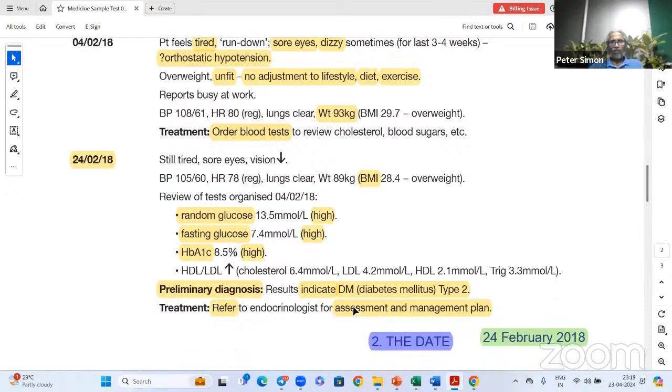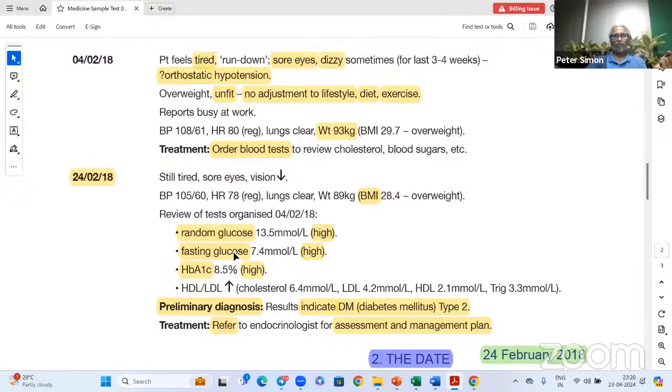Refer to endocrinologist for assessment and management plan. Yeah, because it's a preliminary diagnosis. You did not confirm. He has to confirm, the endocrinologist. Preliminary diagnosis. Results indicate type 2 diabetes mellitus. Type 2. So for a definitive diagnosis, you can send him. They require a definitive diagnosis.